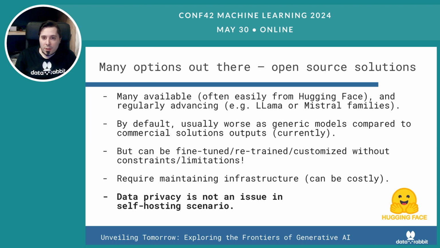The other possibility is to use open source solutions. There are multiple available, for example Llama from Facebook or Mistral. By default, they are usually worse as generic models compared to the commercial solutions we were talking about before. On the other hand, they can be fine-tuned, retrained, customized with whatever, without any constraints or limitation. On the other hand, you need to maintain the infrastructure, run the servers, manage it, so it is an operational cost and it can be costly. But you control everything. There is no concern about data privacy in this scenario.